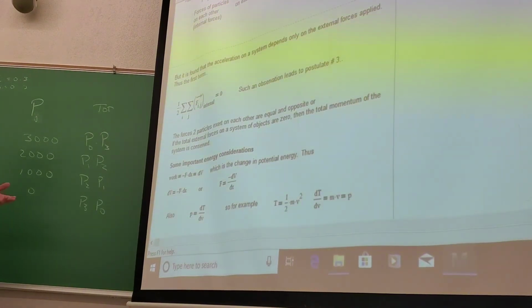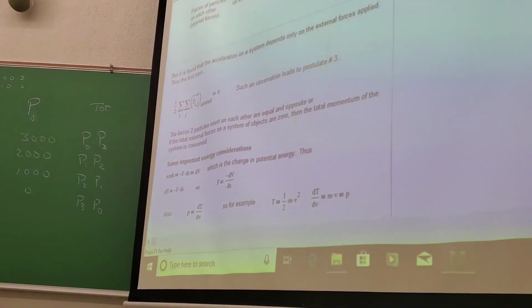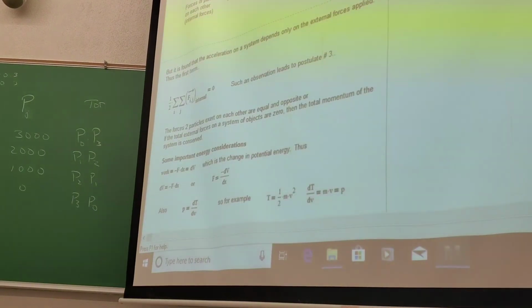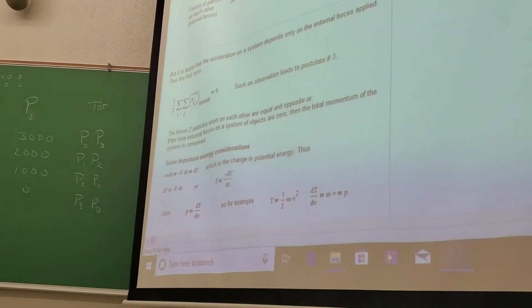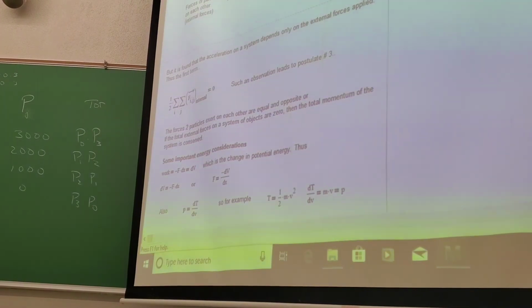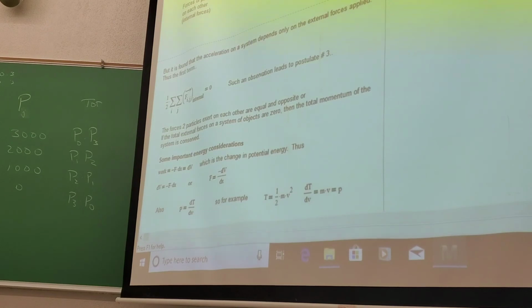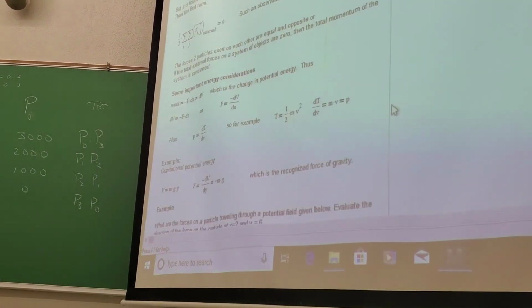If I have a vibrating, rotating molecule, the forces that are acting to hold it together or spin it around don't matter. All that matters is where its center of mass is going. So that kind of separates that. So that is Newton's third law in effect. You'll see that. And then a couple of minor energy considerations that we will come across.